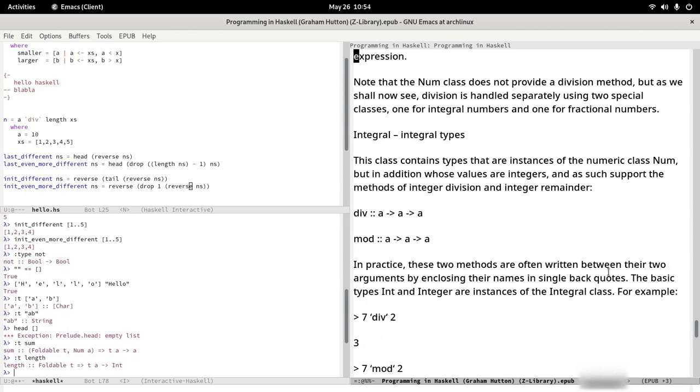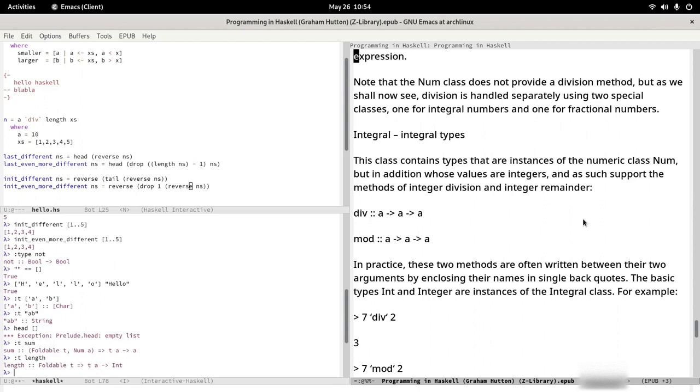Note that the Num class does not provide a division method, but as we shall now see, division is handled separately using two special classes, one for integral numbers and one for fractional numbers. Integral types. This class contains types that are instances of the numeric class Num, but in addition whose values are integers, and as such support the methods of integer division and integer remainder.